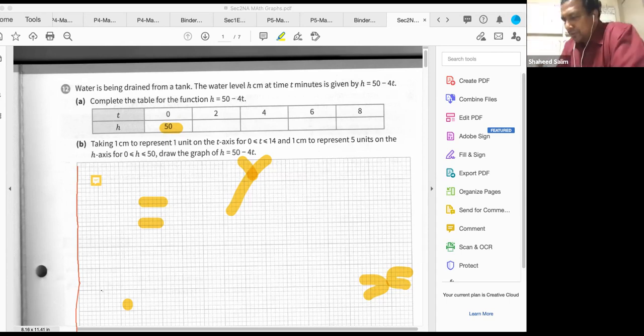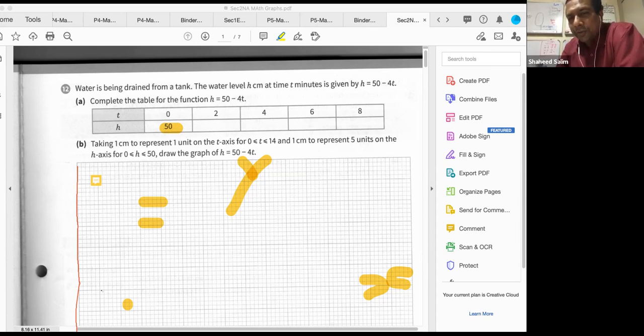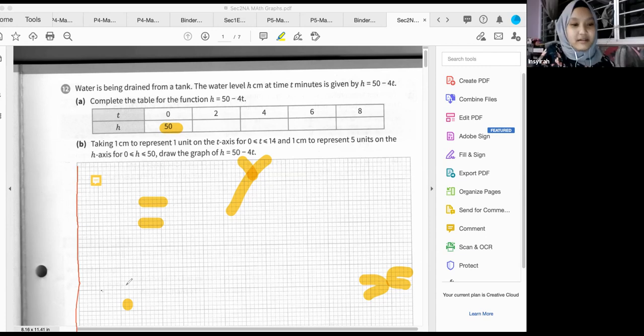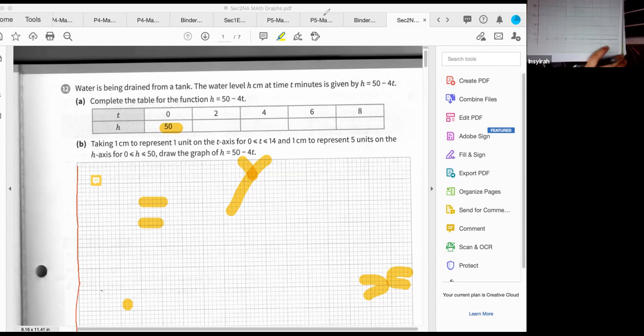It's lucky. Teacher, where is the graph paper? Cannot fit 14 of it. Ah, cannot. Show me your graph paper. Show me your graph paper. My graph paper only goes until like that. I cannot, only until 8. Cannot fit 14. Ah, okay.